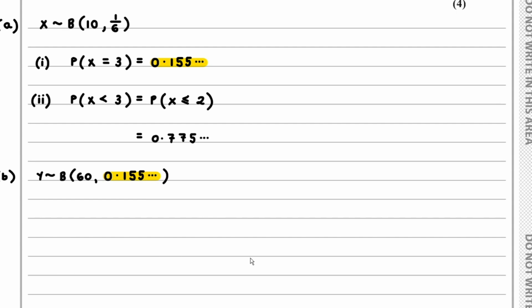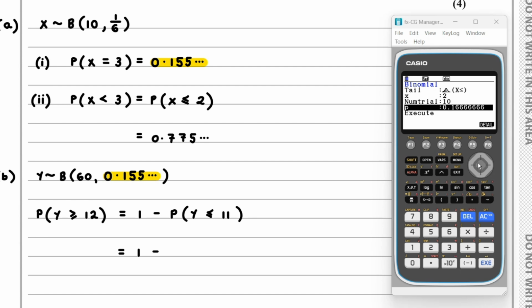Now here, we are looking for the probability that there were at least 12 days when X equals 3. In other words, we are looking for the probability that Y is greater than or equal to 12. And what this is the same as is 1 subtract the probability that Y is less than or equal to 11. So we have 1 subtract. Now let's work out the probability that Y is less than or equal to 11.